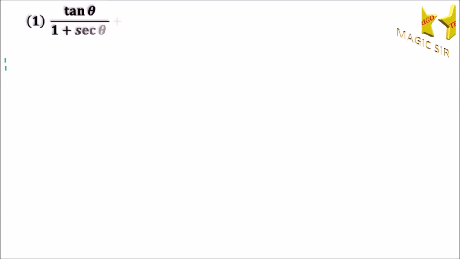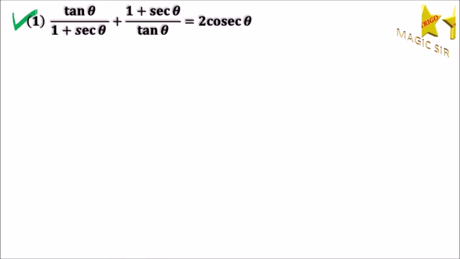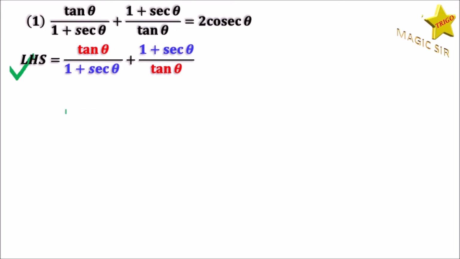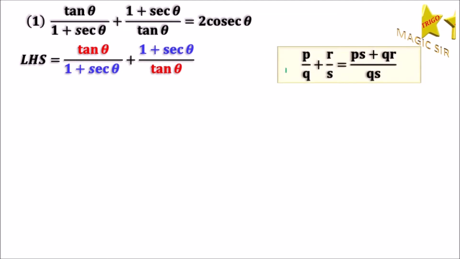Let us take the first example. Here, the left hand side is more complicated, so let us try and see what we could do with it. You have studied the method of adding fractions with unlike denominators in earlier classes. Here, the LHS is of the form P upon Q plus R upon S is equal to PS plus QR upon QS.